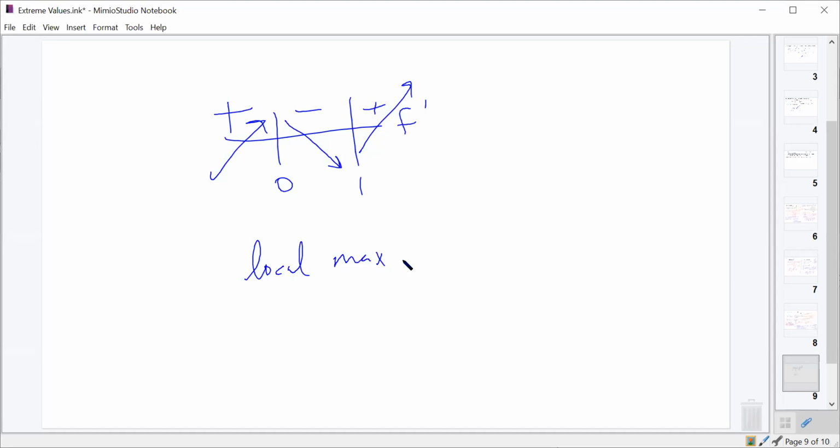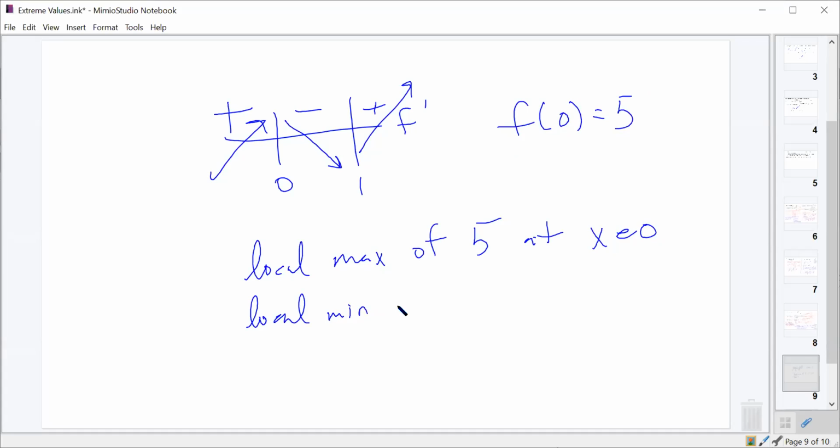local max. What'd you guys get for your local max? What was f of 0? 5. Okay. Local max of 5 at x equals 0, and a local min of what? 3. F of 1 was 3, so a local min of 3 at x equals 1.